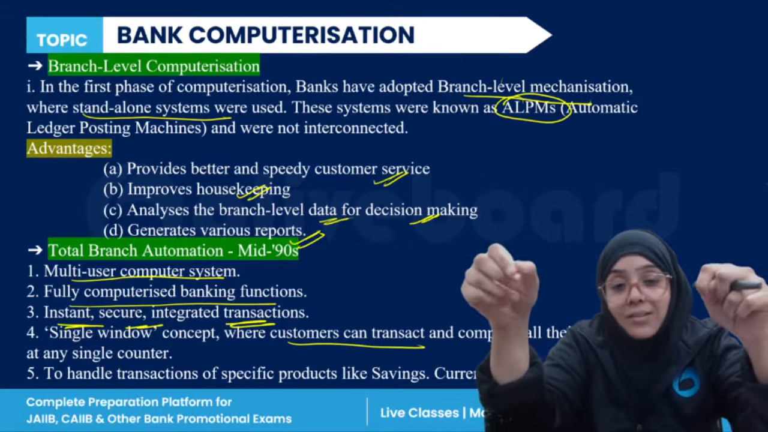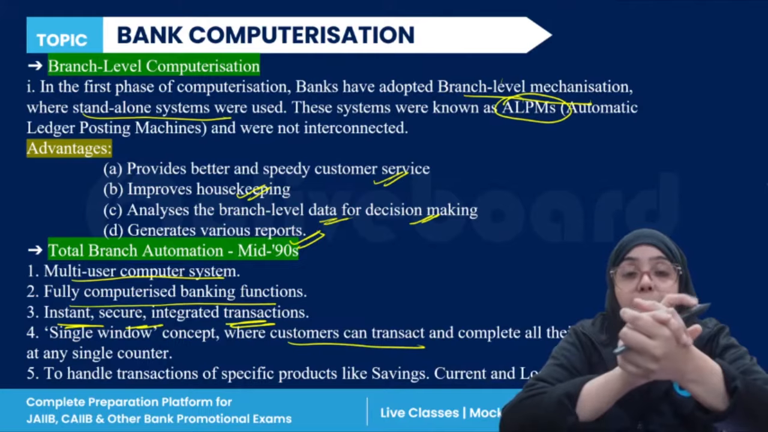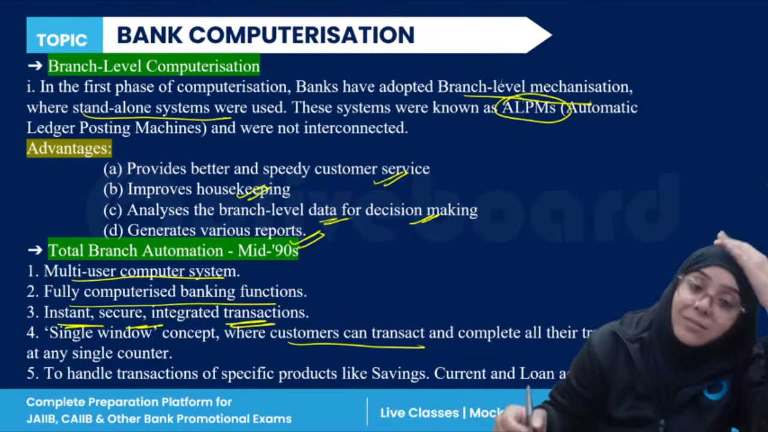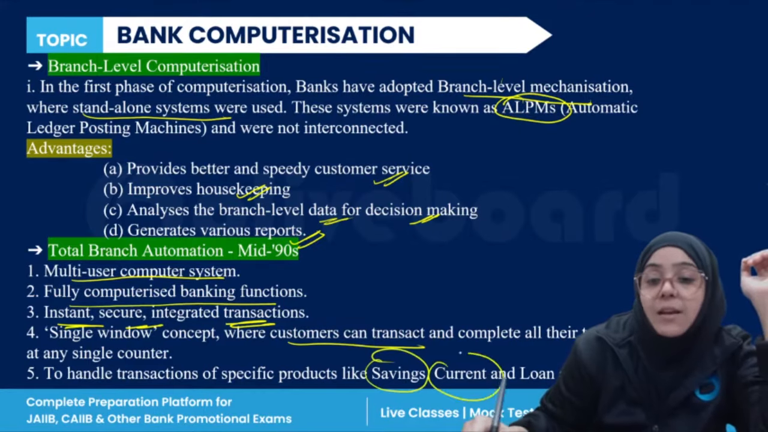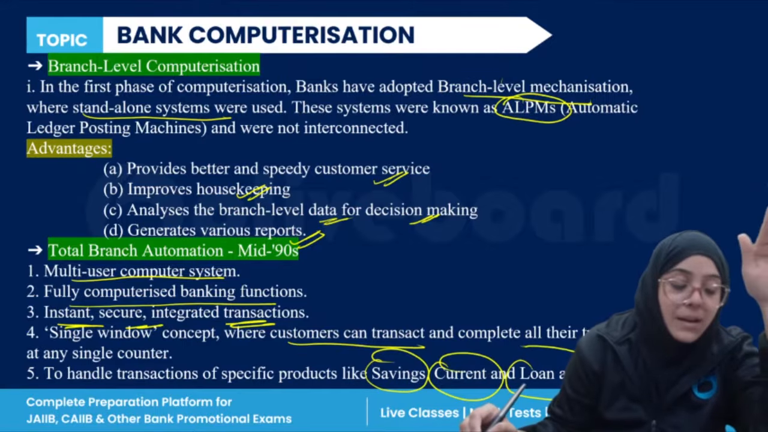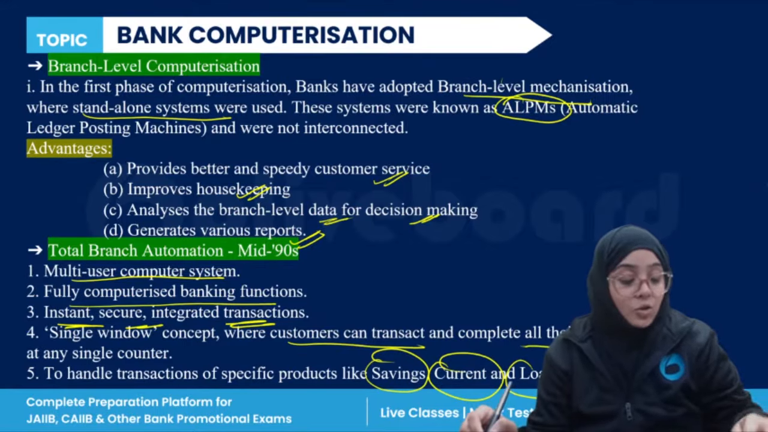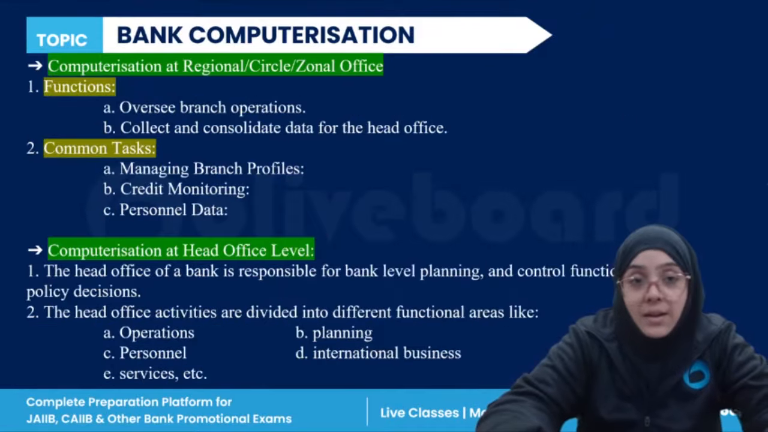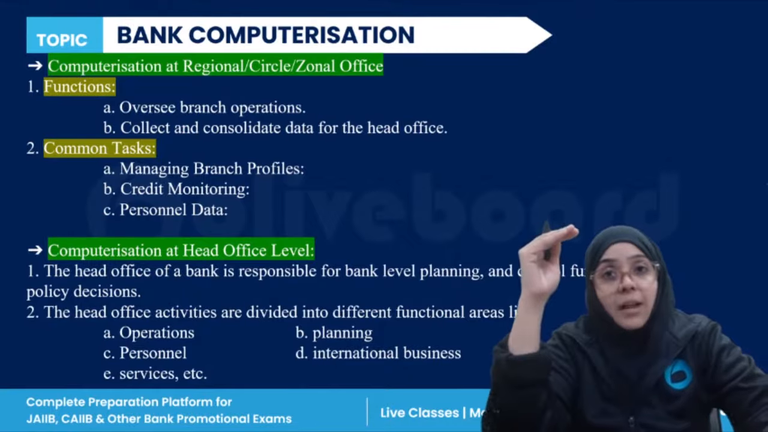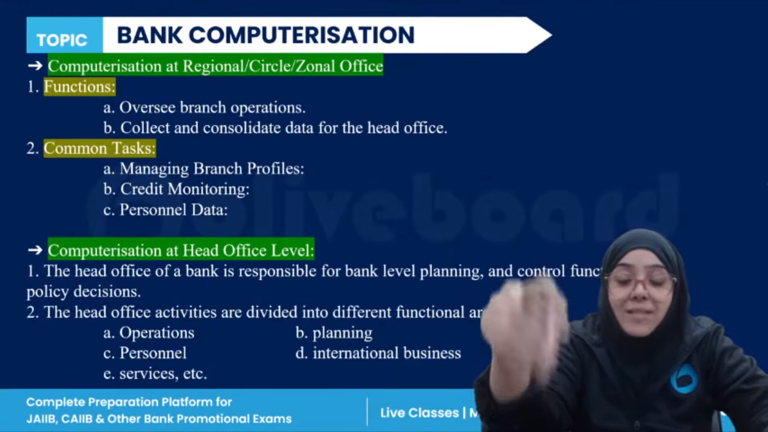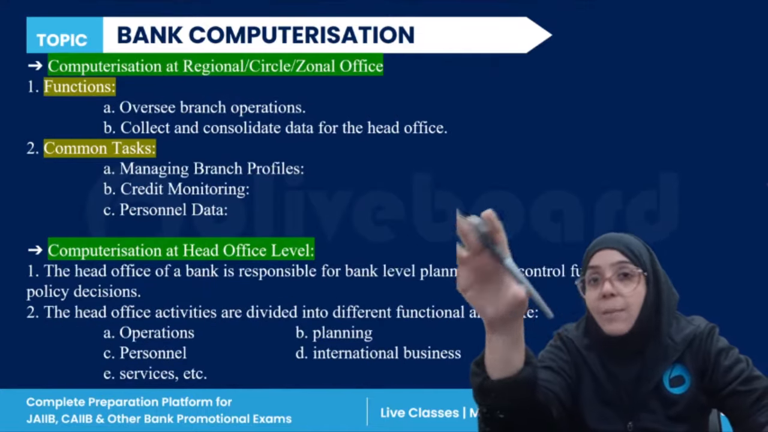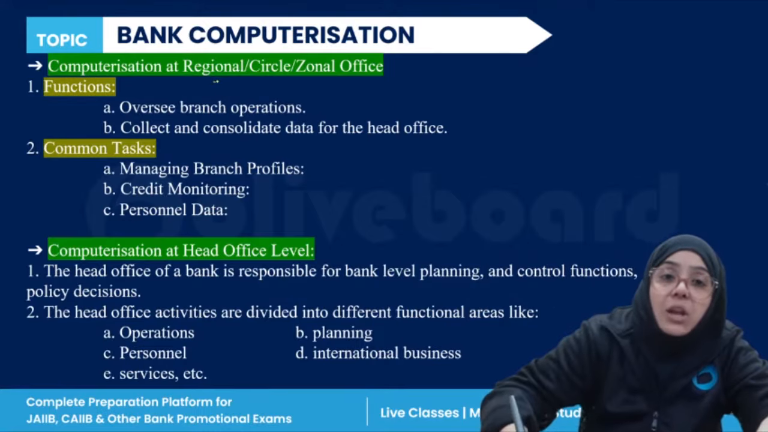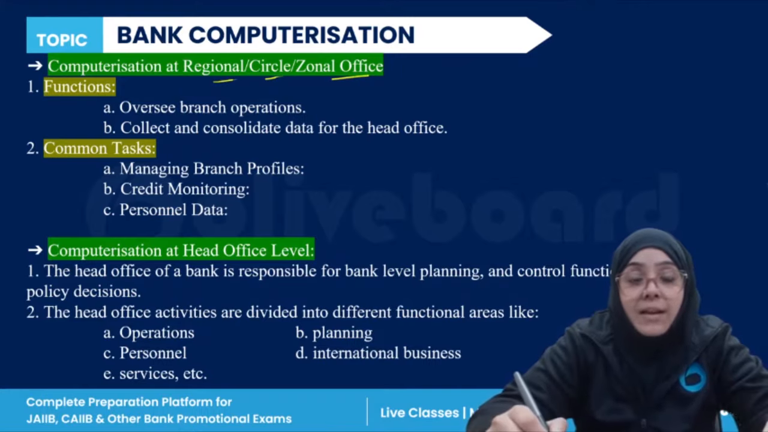So with the single window concept, the customer can complete all their transactions at a single counter, handling specific products like savings, current and loan accounts, all under one roof. So this is the total branch automation which was introduced in the mid 90s, right? Then, after branch level computerization and total branch automation, came the computerization introduced in the regional, circle, or zonal office.